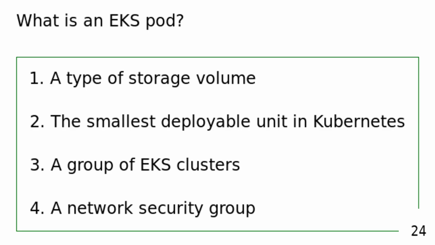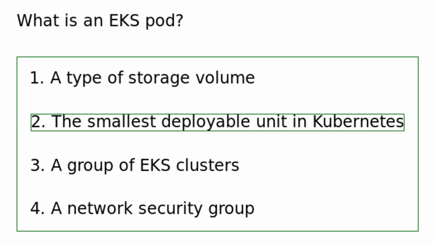What is an EKS pod? A type of storage volume. The smallest deployable unit in Kubernetes. A group of EKS clusters. A network security group. In EKS, as in all Kubernetes systems, a pod is the smallest deployable unit, typically containing one or more containers.